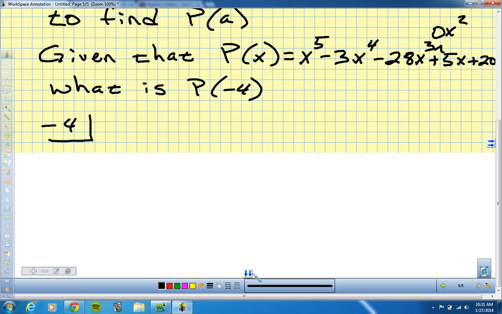Tell me what's right here. 1, negative 3, negative 28, 0, 5, 20. Perfect. Make sure you check for those missing pieces before you start a problem. Because I've already told you, I guarantee you, I'm going to put one with a missing piece on your test. And if you try it without inserting a 0, the placeholder, it just goes really wrong. Not fun.